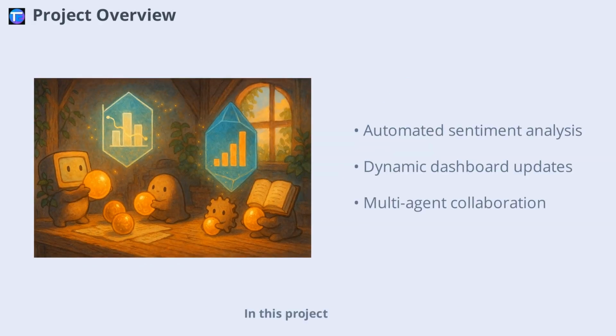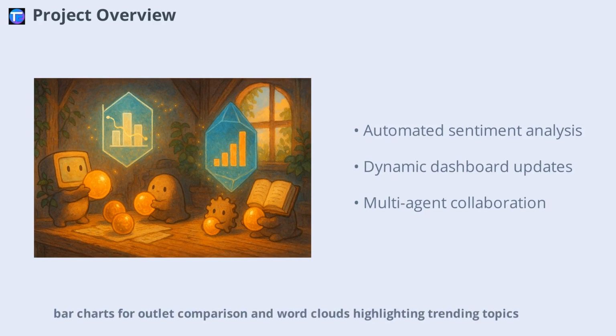In this project, we build a sentiment analysis dashboard powered entirely by AI agents. The system scrapes headlines from major news outlets like CNN and Fox, analyzes the emotional tone of each headline, and presents the results in a dynamic dashboard. Visualizations include Sankey diagrams to show sentiment flow, bar charts for outlet comparison, and word clouds highlighting trending topics. The entire pipeline is automated, from data collection to dashboard refinement, demonstrating the true potential of AI-driven workflows.